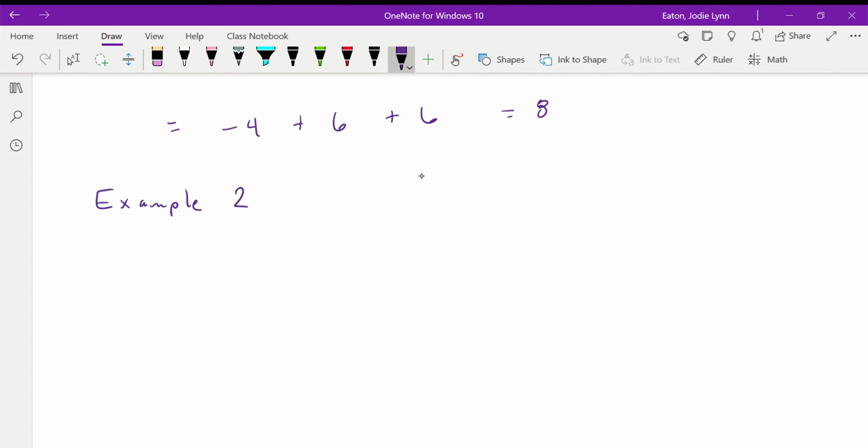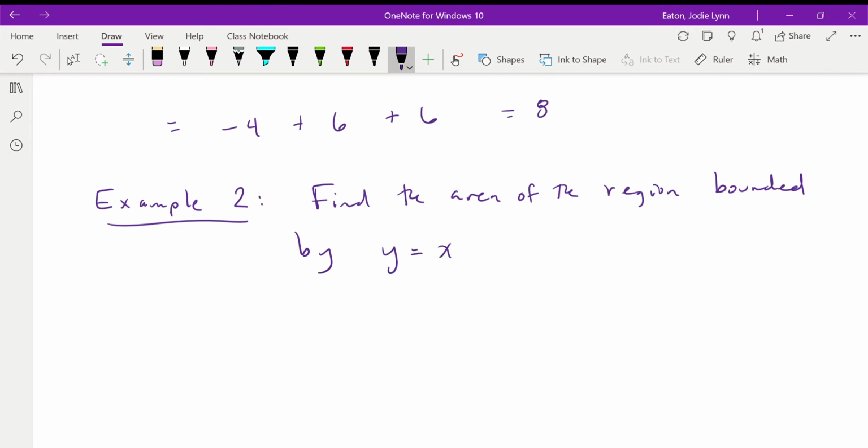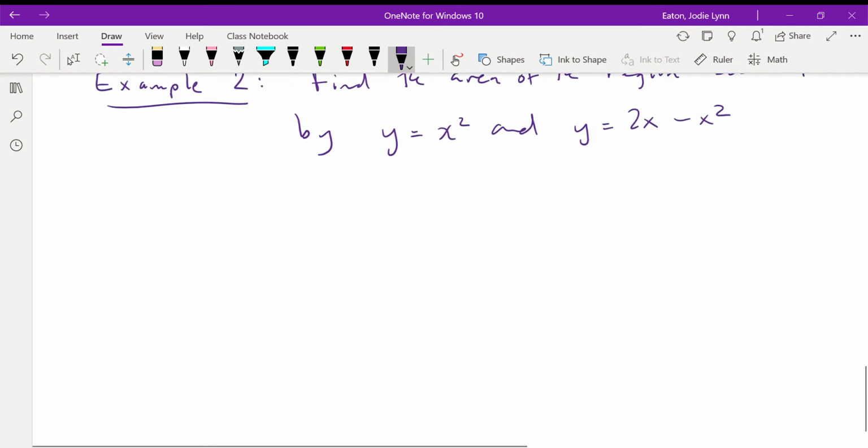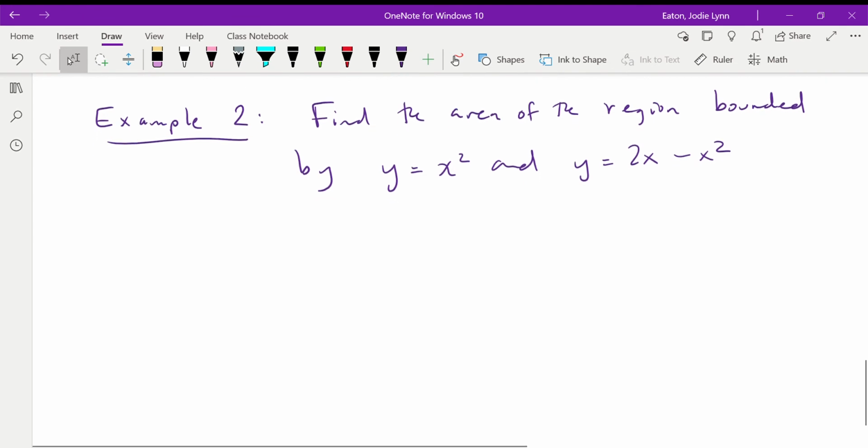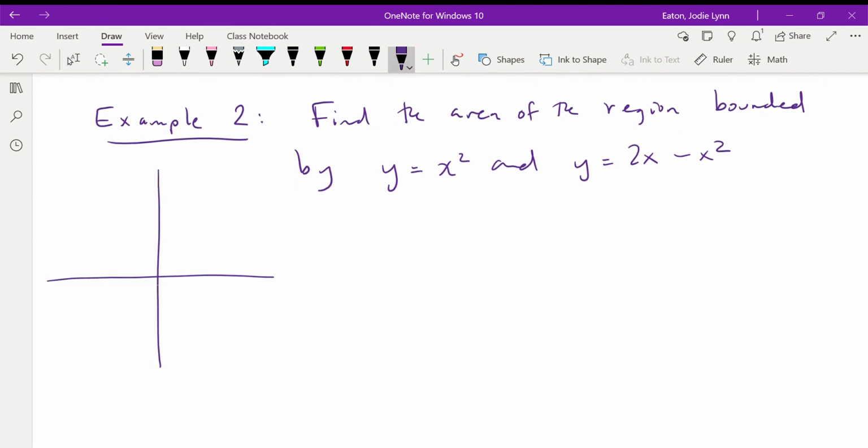And sometimes you will not be given a region and you have to work some stuff out. So we want to find the area of the region bounded by y equals x squared and y equals 2x minus x squared. Okay, so this is going to be a situation where I'm going to try to sketch this because we're not given any bounds for a and b. We just want to try to find the area bounded.